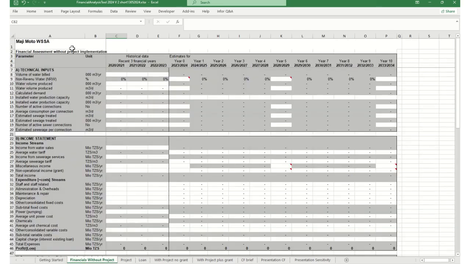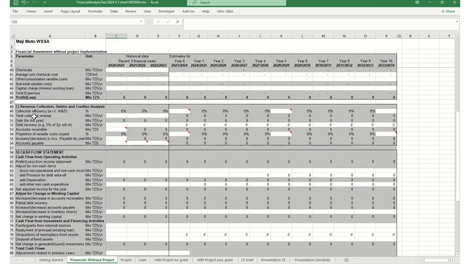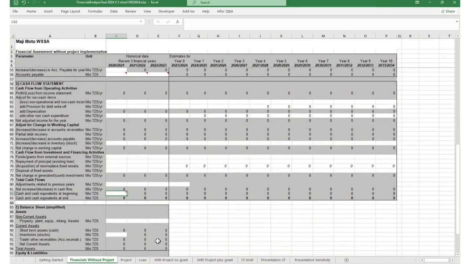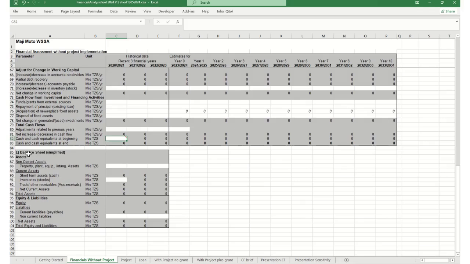This sheet is structured into 5 sections. Section A requires the input of technical data. In Section B, you fill in data from your income statement. For Section C, you need data about your revenue collection, debt and credit analysis. In Section D, you'll fill in data from your cash flow statements. And finally, in Section E, you need to add data on your assets as well as your equity and liabilities.